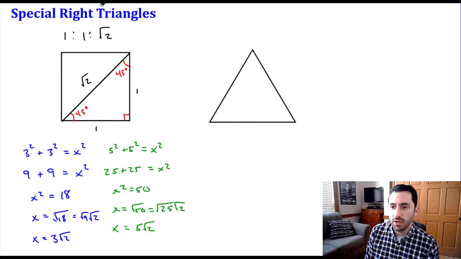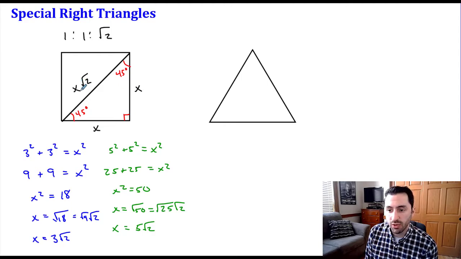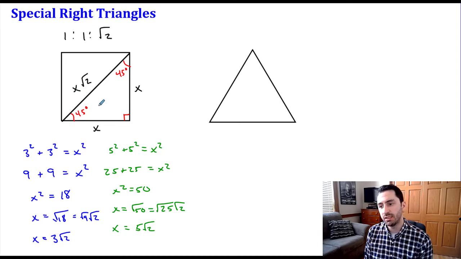So if I wanted to write this out in some variables, I could say that if my legs are x, some variable, the two legs have to be the same, and then my hypotenuse is whatever that leg is times the square root of 2. So that's a 45, 45, 90.